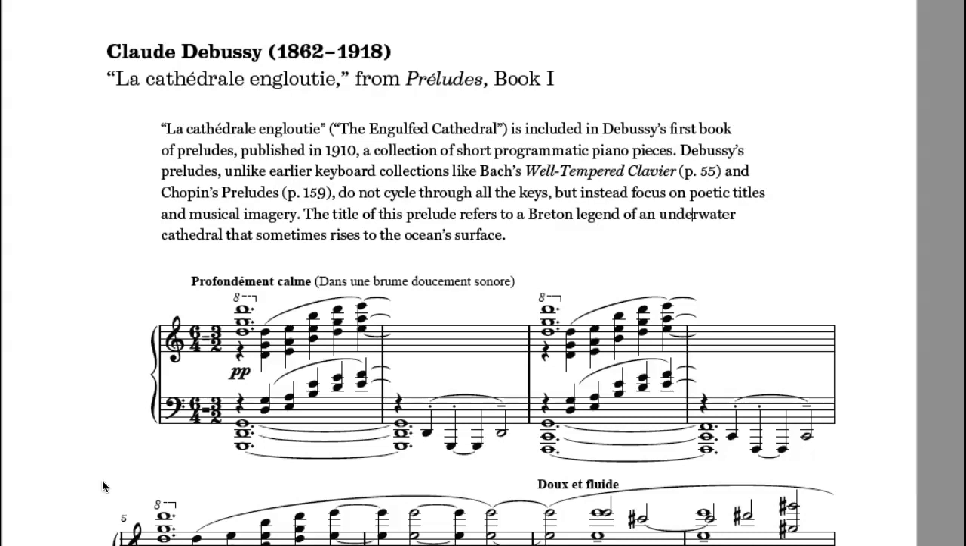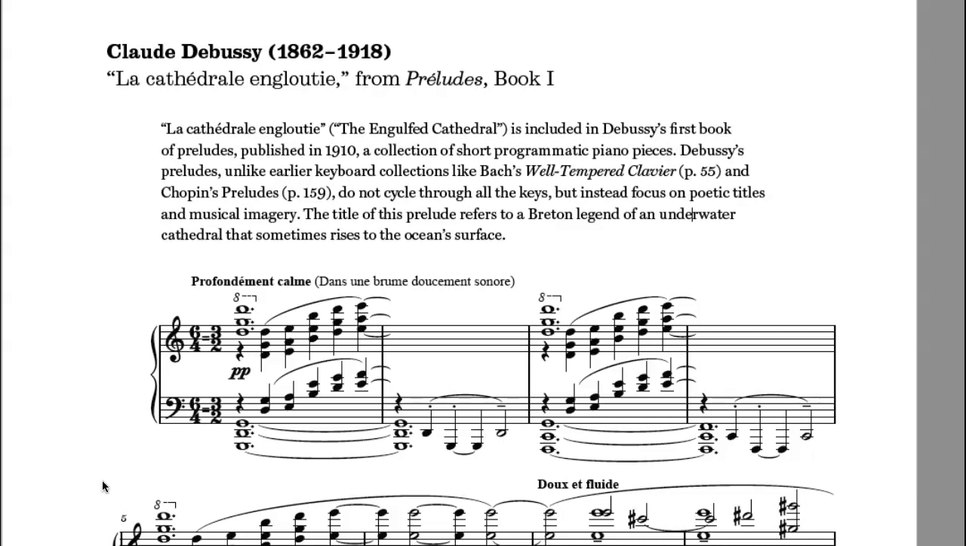In this piece, Debussy is referencing an old legend about a sunken church cathedral. Think of something that looks like Notre Dame, perhaps. Imagine that this is underwater, and every once in a while, it rises to the surface, and you can hear the bells, the organ, priests chanting, and all of the sounds within that cathedral, and then it sinks back down underwater, and the bubbles are bubbling up as it sinks back underwater.